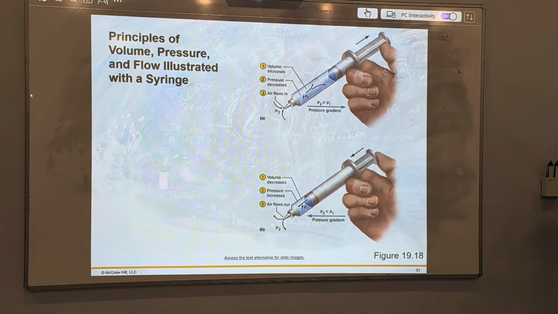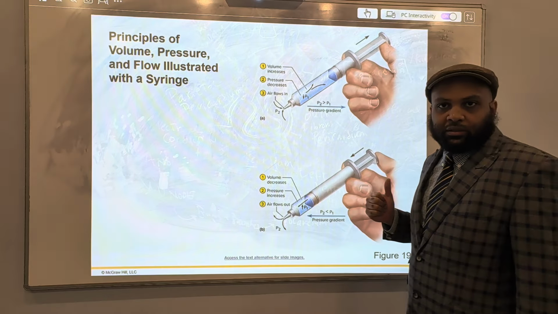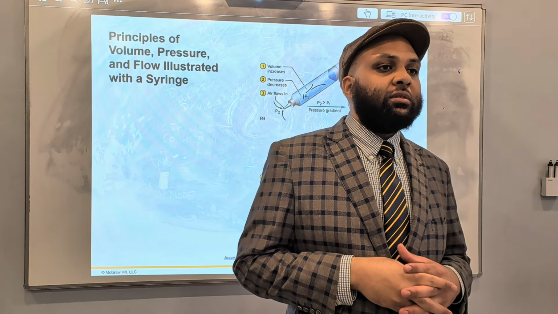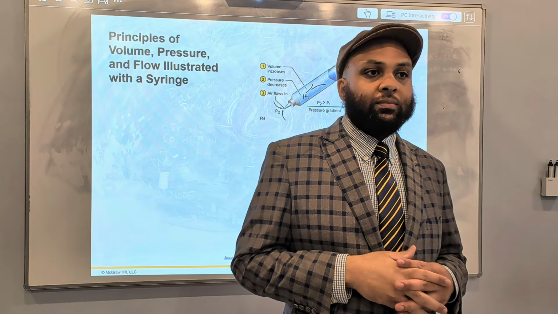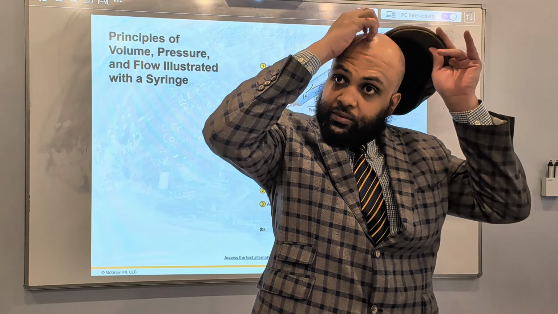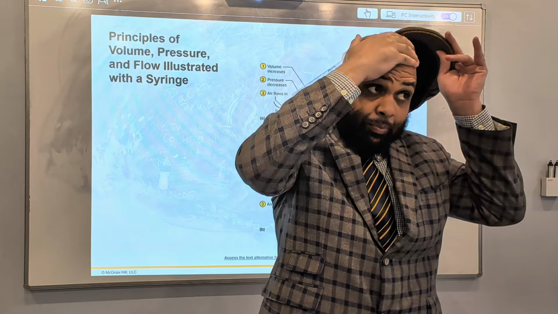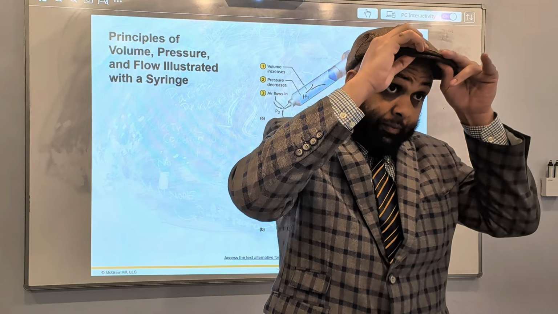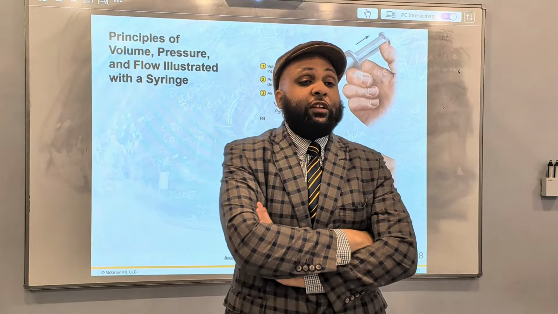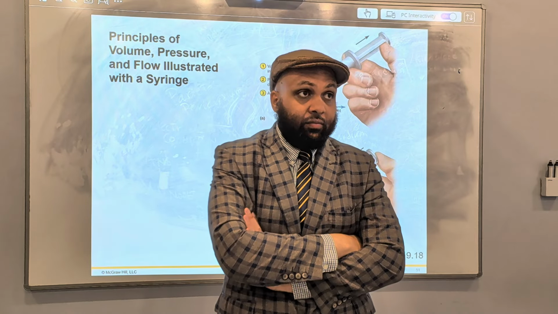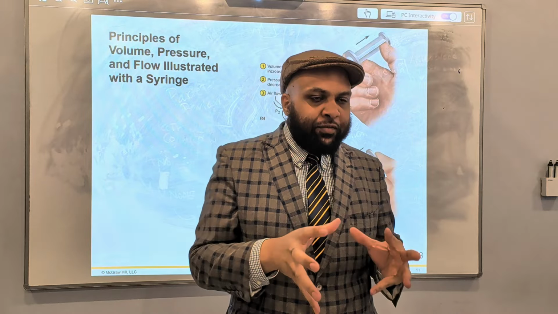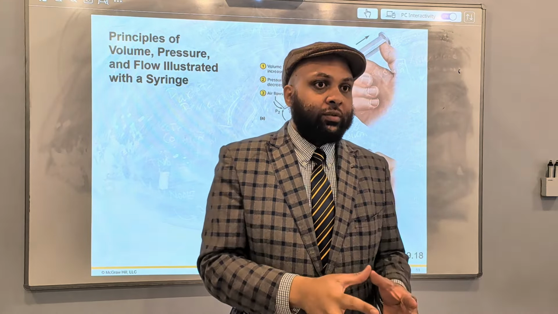Now remember what I told you when we began this chapter: what kind of pump is the heart? It's a pressure pump. It creates pressure. And you learned in A&P 2 that there are different kinds of gradients. What's a gradient? A gradient is a motive force to move.